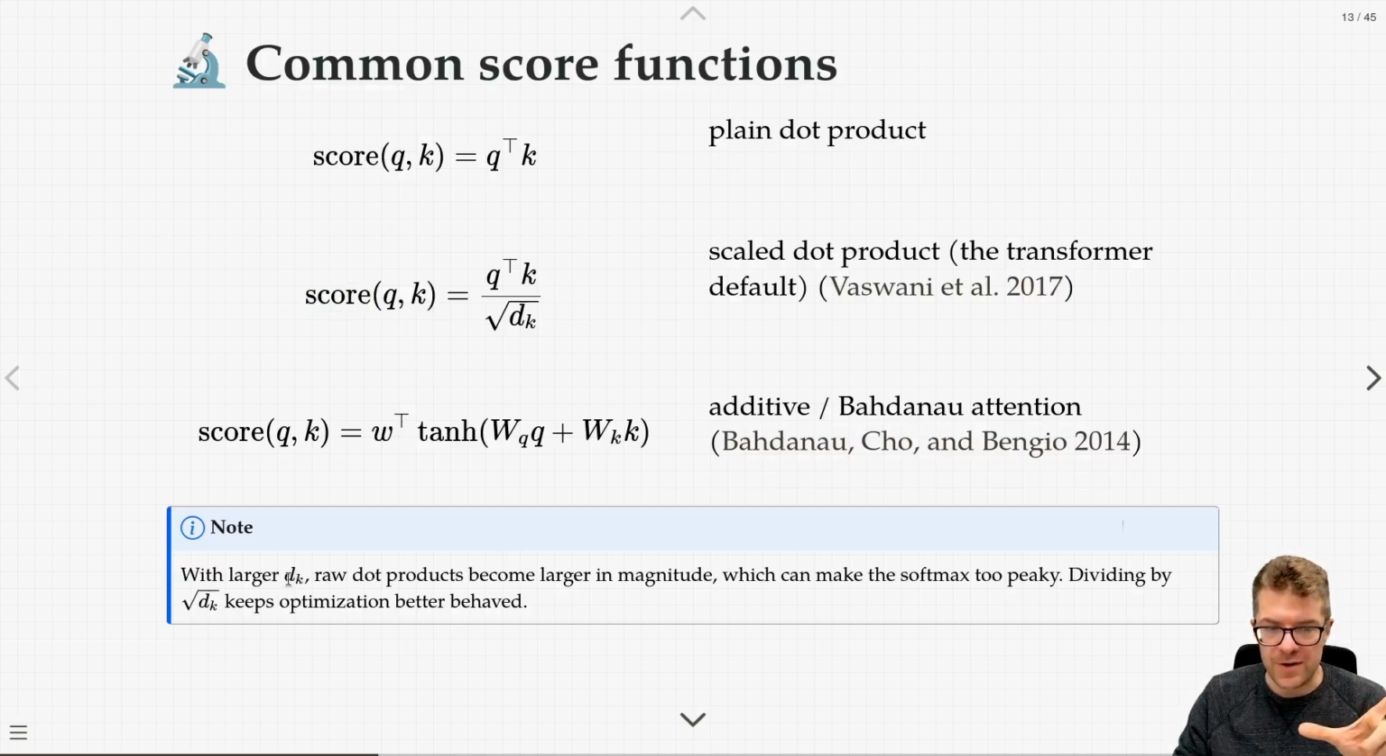As you get bigger vectors, with larger d sub k's, as their size increases, the raw dot products will also become larger in magnitude, which can affect softmax because these scores are then passed into softmax. So this is just an explanation for why the scaling is used. To keep optimization better behaved, that's why this is the default. It reduces the effect of massive vectors in magnitude.